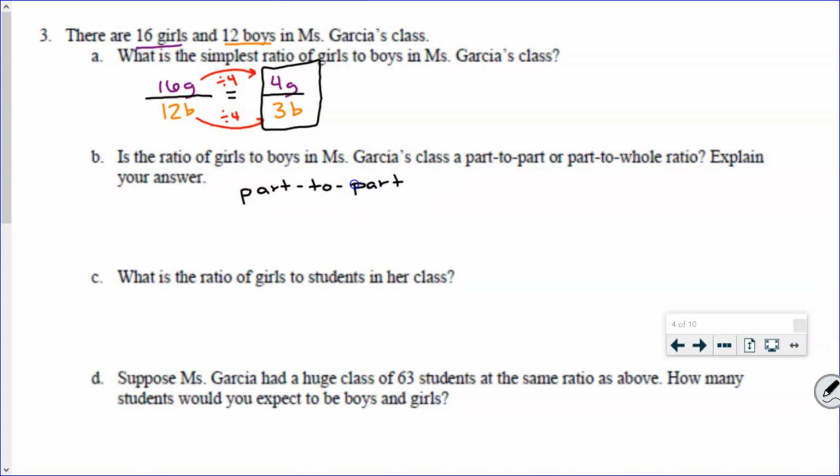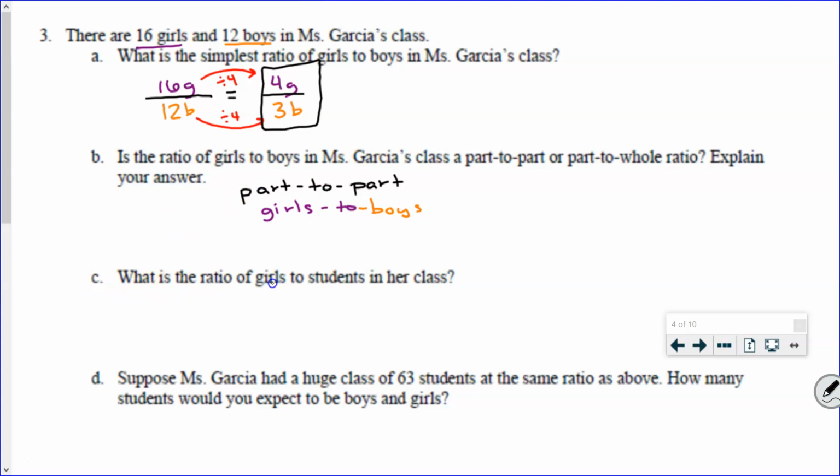Caden S. Good. It says girls, 2 boys. If it was a part-to-whole, it would probably have to be girls to what? The whole class, right? Or boys to the whole class, which gets us very nicely into part C.